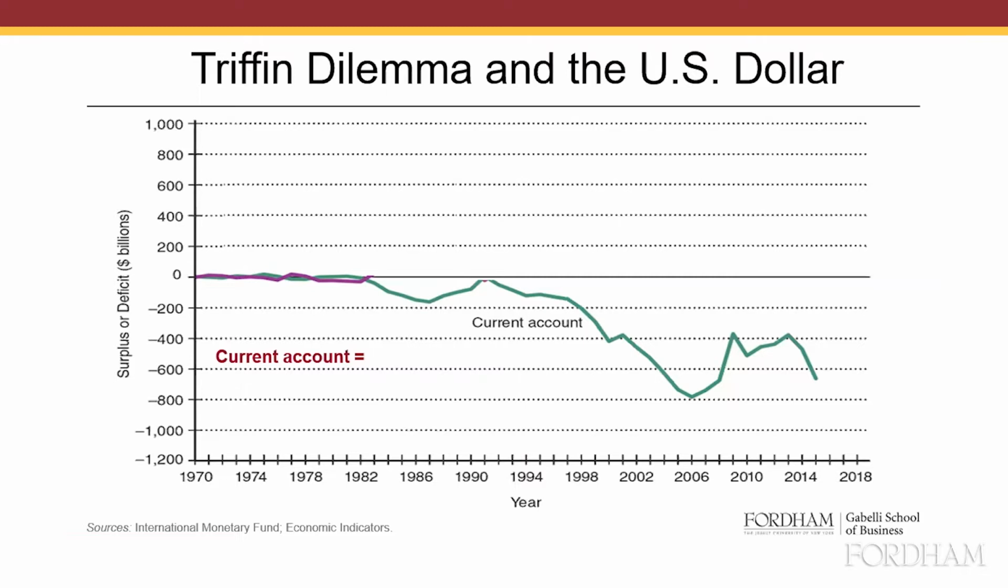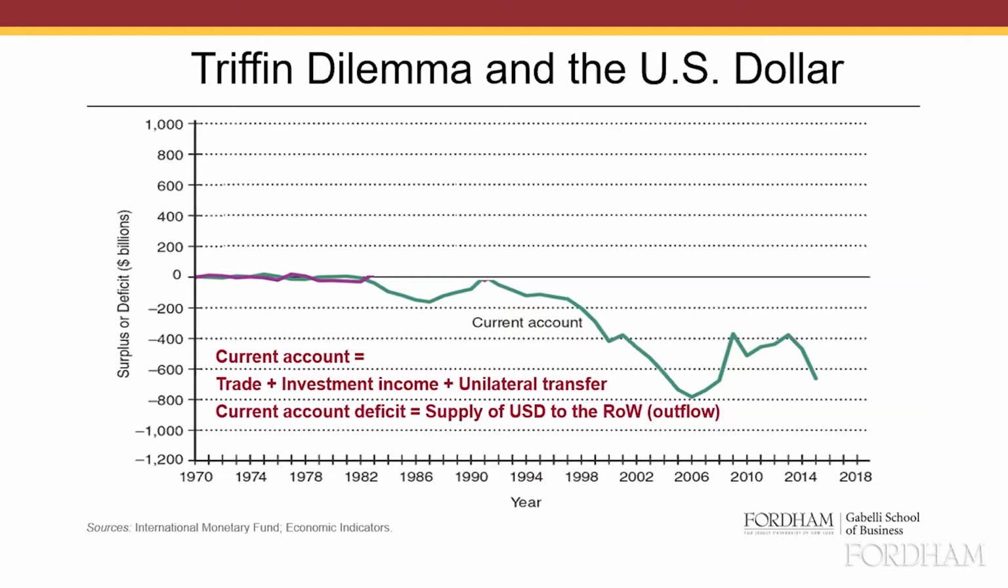But the idea is that the current account is equal to trade, investment income, and unilateral transfer. And when the US shows a current account deficit, that means that the US is supplying dollars to the world. This is an outflow. And what can the rest of the world do with this extra US dollar? They must buy US dollar assets. Well, you may say, why don't they buy a US export? Well, no, because here we say extra US dollar because this is the result of the current account deficit.